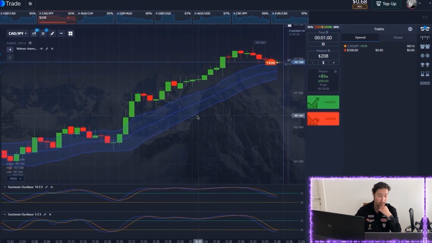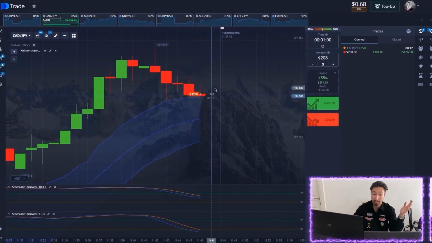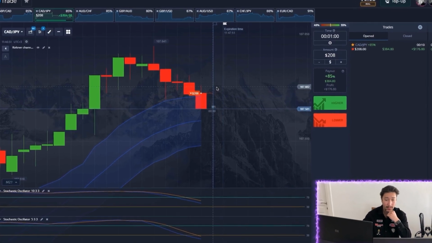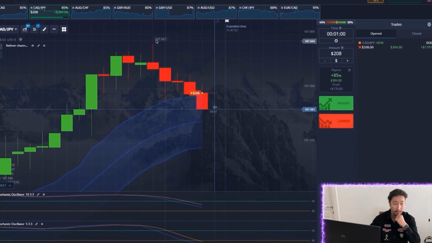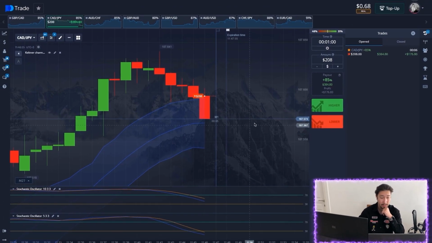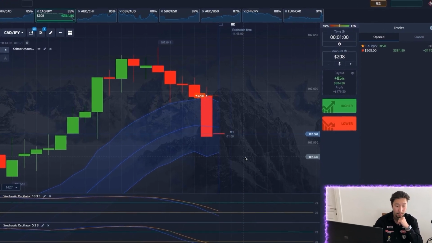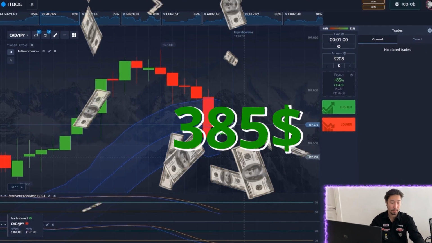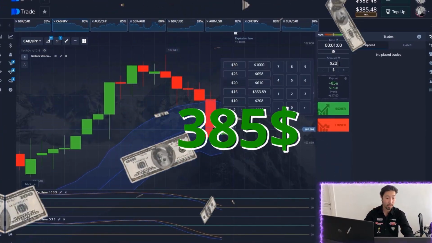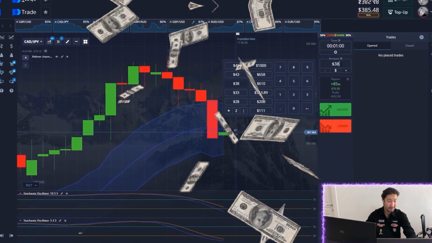Next, we should have a price pullback because the upward momentum was very strong earlier. We have ten seconds until the end. So let's see, and you can also get that here as in the previous trades. We're in the profits, nice.